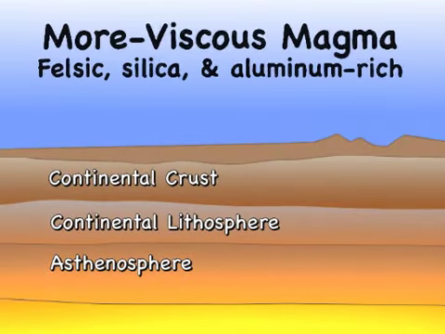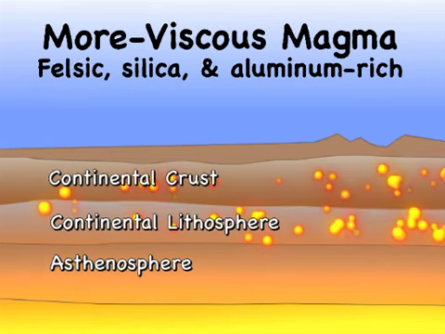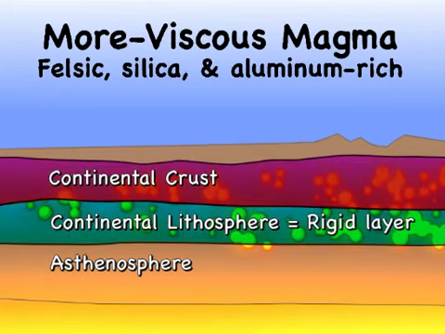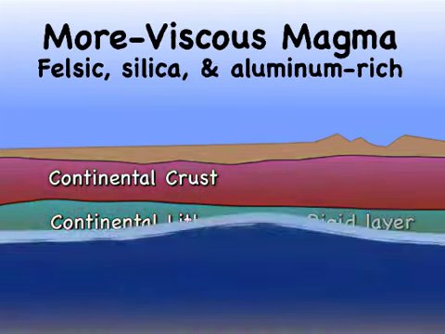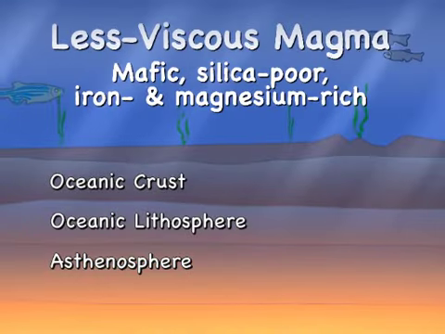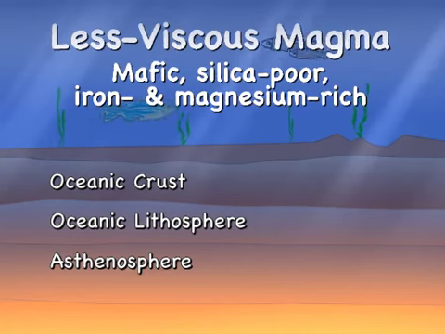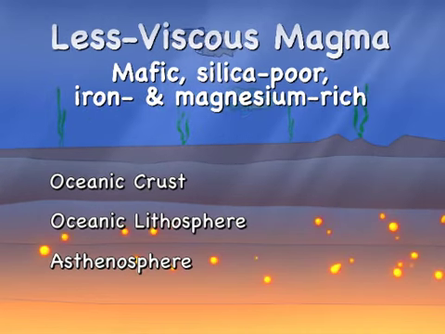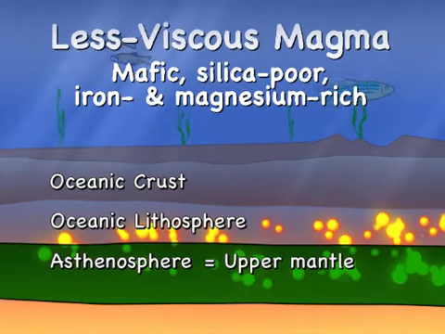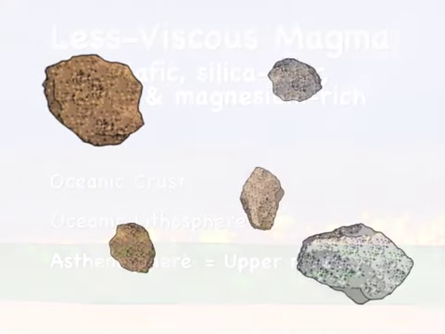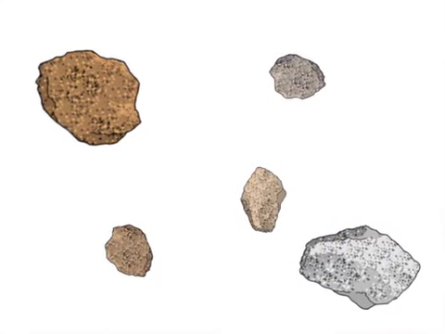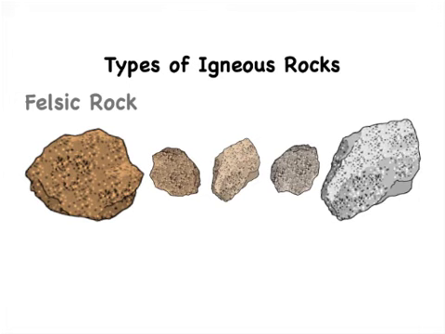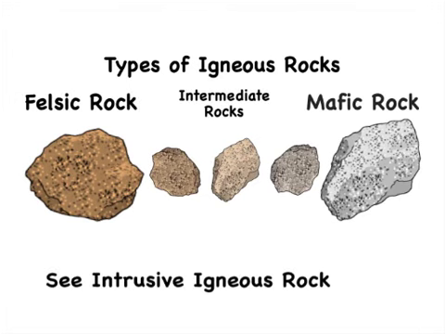Generally, viscous magma is more felsic in composition and forms as a result of melting of continental crust or continental lithosphere. In contrast, less viscous magma is typically mafic and forms during melting of oceanic lithosphere or asthenospheric mantle melting. For more information on felsic and mafic rock, see this collection's other video on igneous rock.